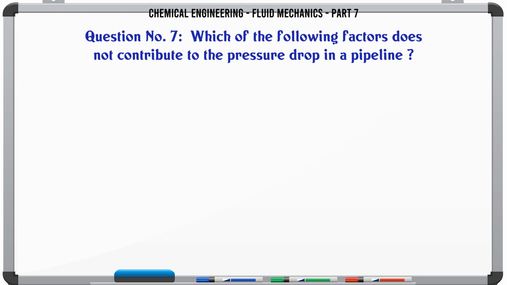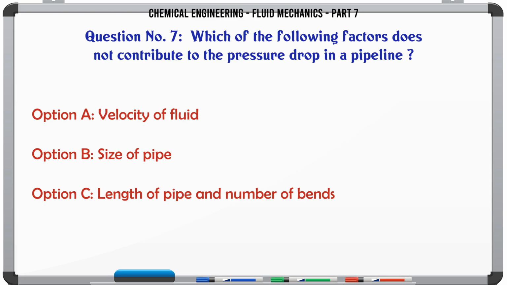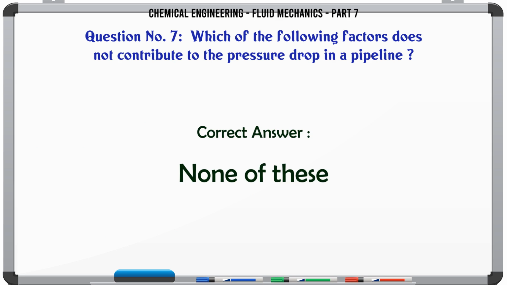Which of the following factors does not contribute to the pressure drop in a pipeline? A. Velocity of fluid, B. Size of pipe, C. Length of pipe and number of bends, D. None of these. The correct answer is none of these.